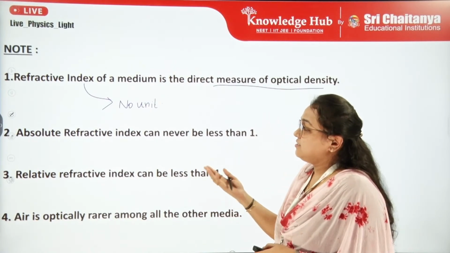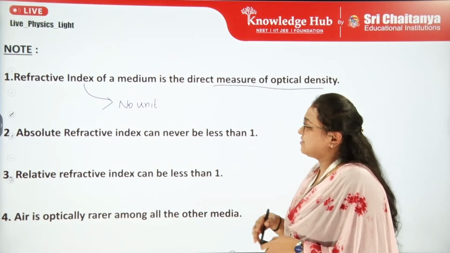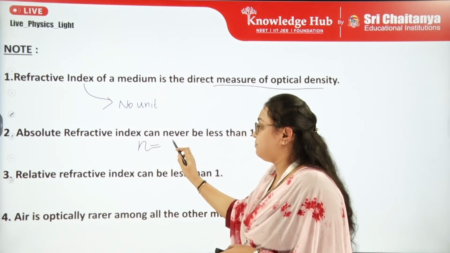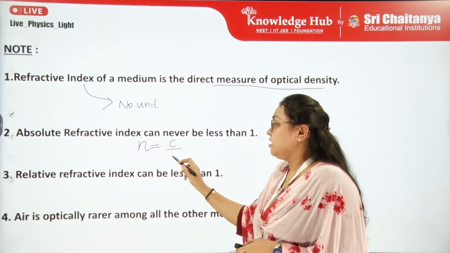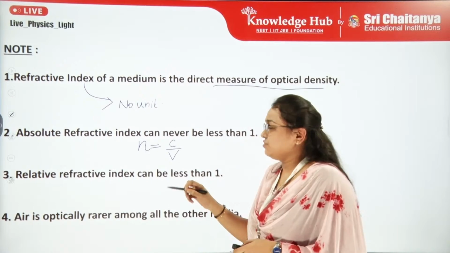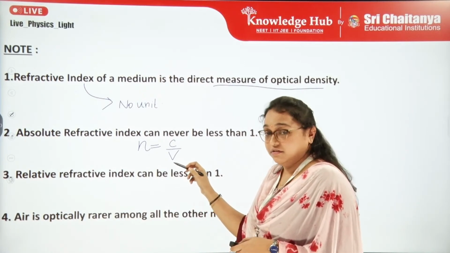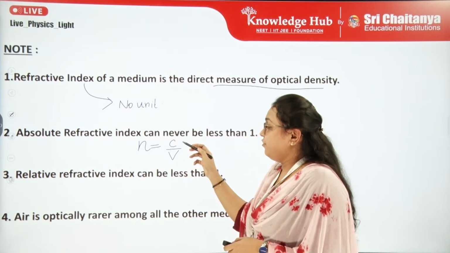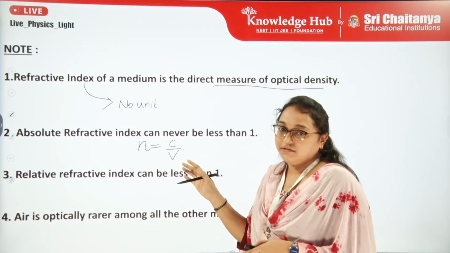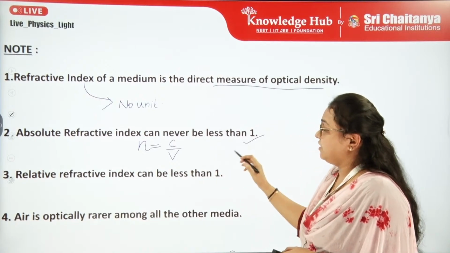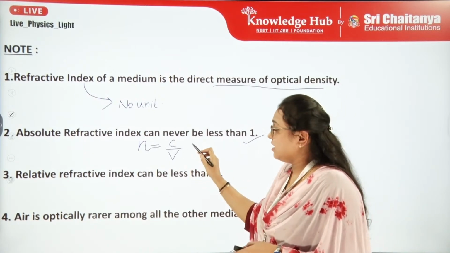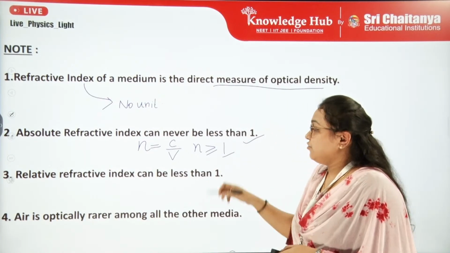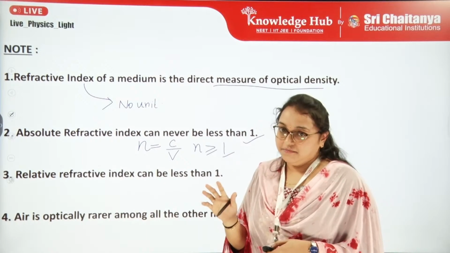So the second point: absolute refractive index can never be less than 1, which we have already discussed. It is a ratio between speed of light in free space to the speed of light in the given medium. So C always is greater than V, or sometimes can be taken as V only when the medium is air. So if you take this ratio, it will never be less than 1. It's always greater than 1. It can never be less than 1. That means N is always either greater than or equal to 1. So we will take N equal to 1 for air medium in general.